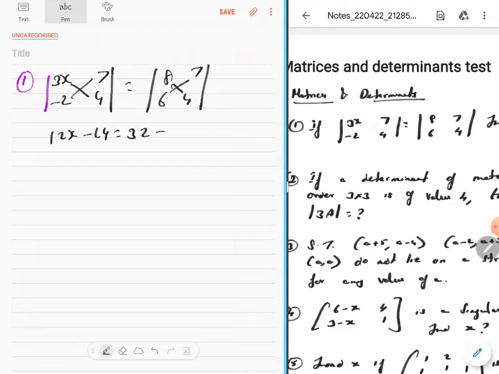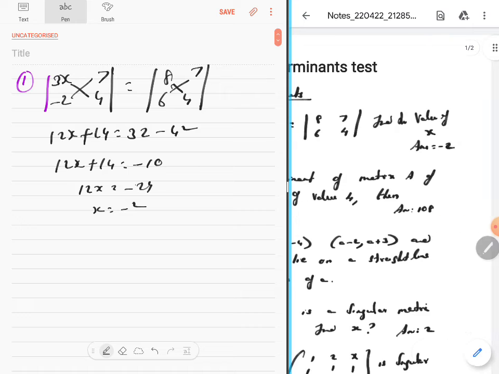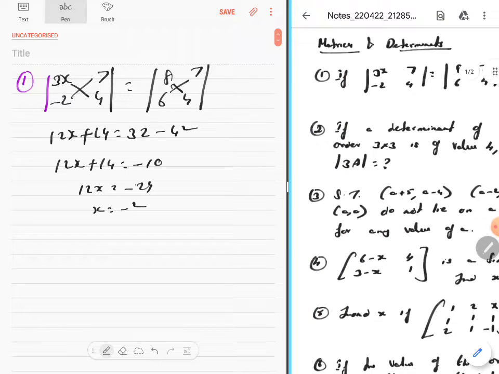8 4s are 32 minus 7 6s are 42. So 12x minus it's plus 14, right? 12x plus 14 is equal to minus 10. So 12x is equal to minus 24. So x is equal to minus 2. Is the answer right? Yeah. So let's go to the next question.